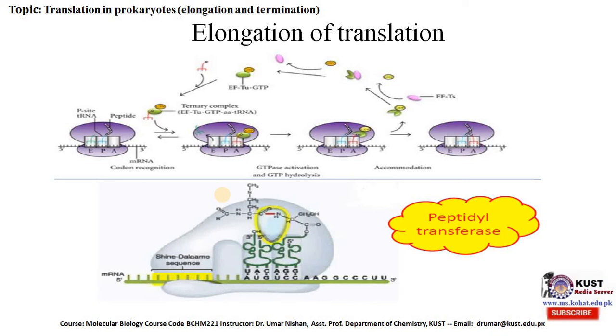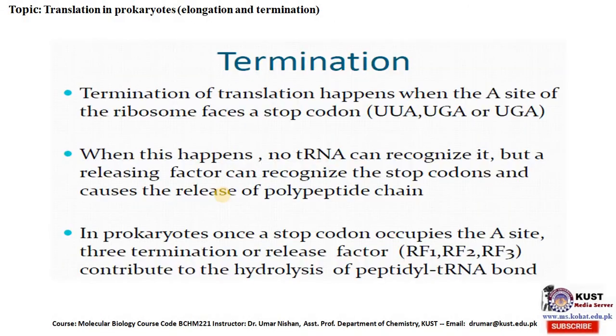Once the translation machinery encounters the stop codon, this will be the beginning of the end, or the process of termination will start. Termination of translation happens when the A site of the ribosome faces a stop codon, UAA, UGA, or UAG. Sorry, one is UAG and the other one is UGA. This is a mistake.